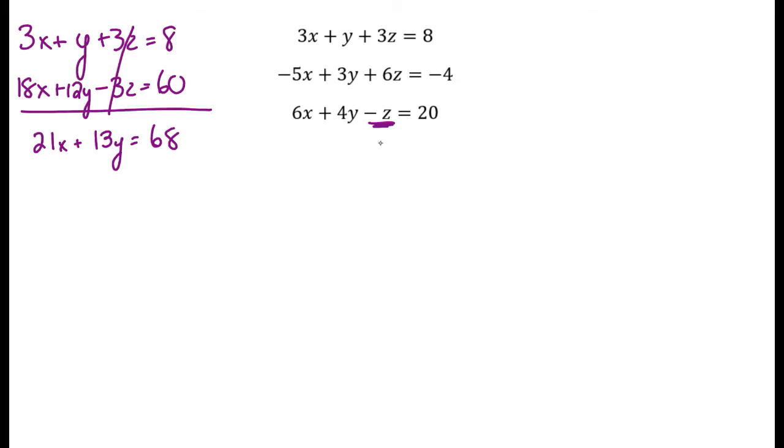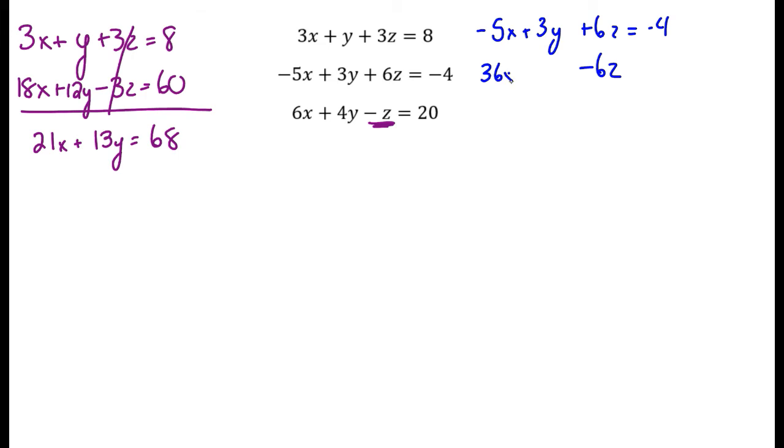I eliminated z, which means I need to do it again. There's a couple ways I could do it. I could use the first and the second, or I could use the second and the third. I'm going to use that negative z again to my advantage and say negative 5x plus 3y plus 6z equals negative 4, and 6x plus 4y minus z equals 20. I can't just write that equation as it is. I need to multiply everyone here by positive 6. That way I end up with a negative 6z here.